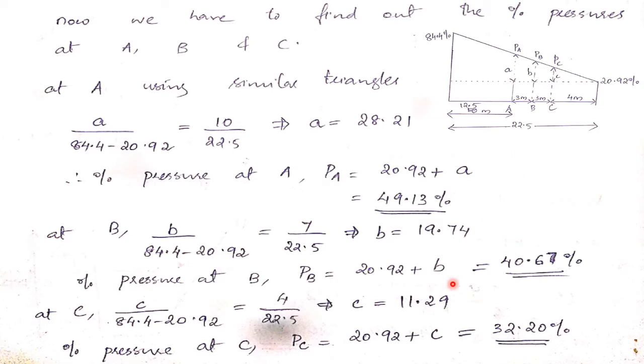Hence at B, b by 84.4 minus 20.92 is equal to 7, this length, that is 4 plus 3, 7 by the whole length 22.5. Therefore you get small b, and PB is equal to 40.67, and similarly PC is equal to 32.20.